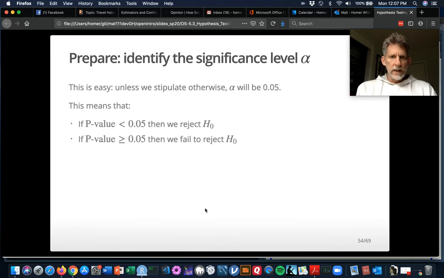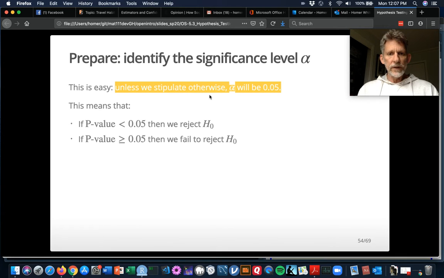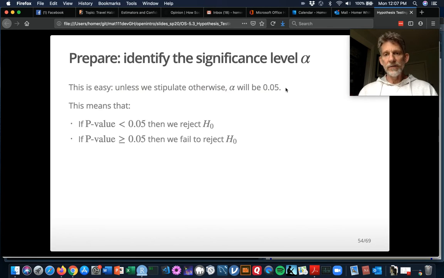So, next bit is to identify our significance level alpha. This is a very easy step for us because we agreed earlier that we're going to stipulate that the level of significance is going to be 0.05 unless we say otherwise. So our plan is, if our p-value turns out less than that, we're going to reject the null hypothesis. If our p-value turns out bigger than that, we're going to fail to reject the null.